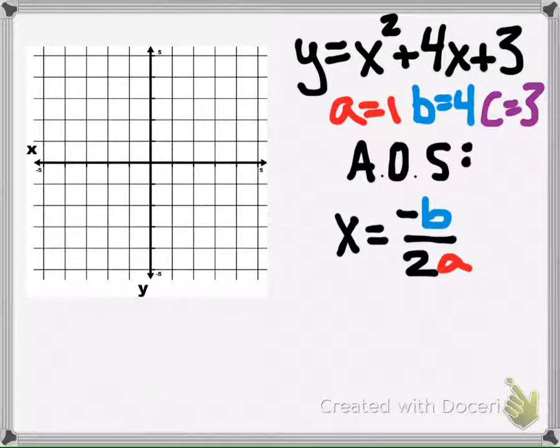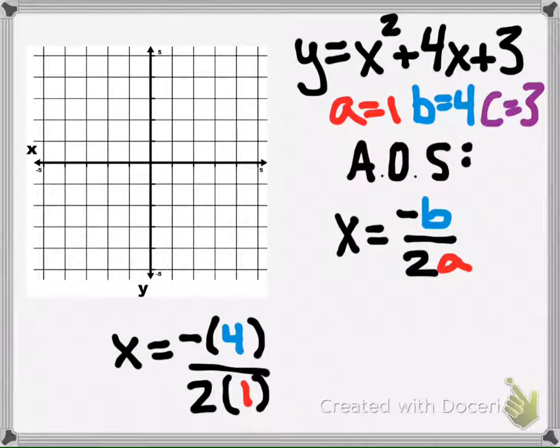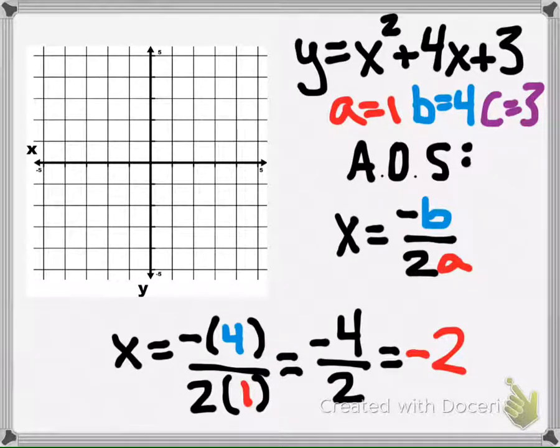Now the axis of symmetry can be found by plugging into the equation x equals negative b over 2a. When I plug in my values, I have x equals negative 4 over 2 times 1, which gives me negative 4 over 2. That gives me x equals negative 2 as my axis of symmetry. Now I can write this out on my graph. I'm going to go to x equals negative 2 on my graph, and I'm going to draw a vertical line up and down. I'm going to write x equals negative 2 up top just to remind me that that's where my axis of symmetry is.